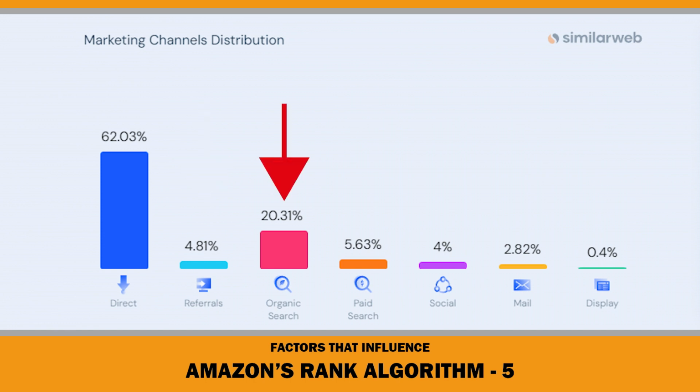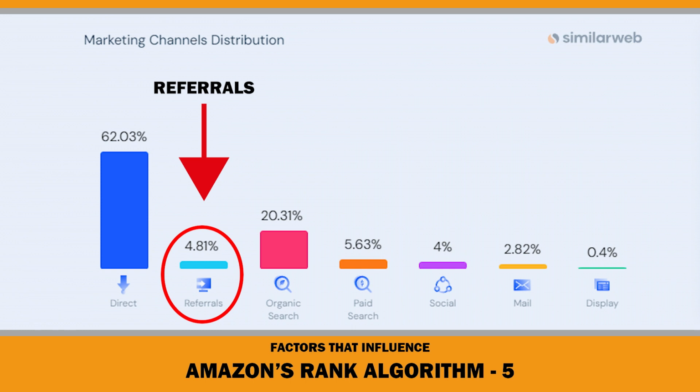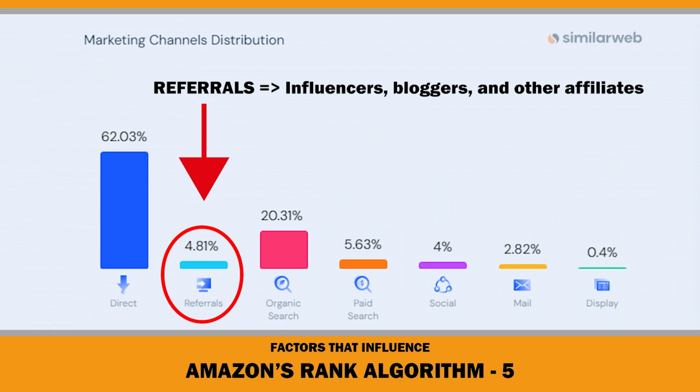There are different sources of external traffic. If you check this chart that shows last month's external traffic sources of desktop visits to Amazon.com, 4.81% of external traffic came to Amazon from referrals. Referrals are the influencers, bloggers, and other affiliates promoting the referral links of Amazon.